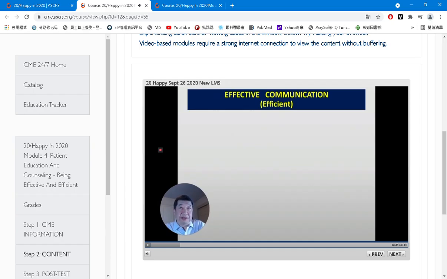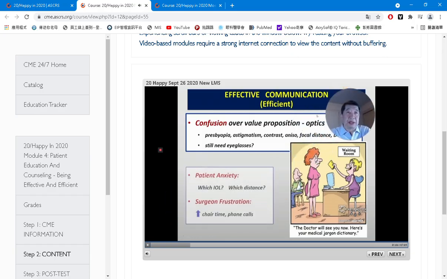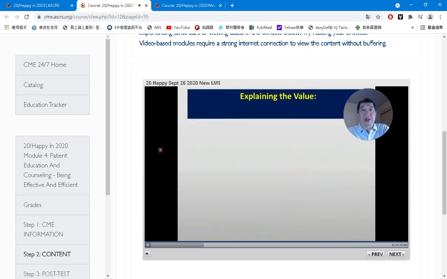So being effective is just really important, because if the patient doesn't understand the value properly, they can't make an informed choice. And yet it's challenging because we have all these different optical terms that are difficult to understand. So the patient gets very anxious because now they have to decide not only on the lens, but if they want a monofocal, what distance they want. And if we're not efficient at explaining this, we get very frustrated because of the added chair time and the follow-up phone calls. And this concept of focal distance and depth of focus is particularly challenging.